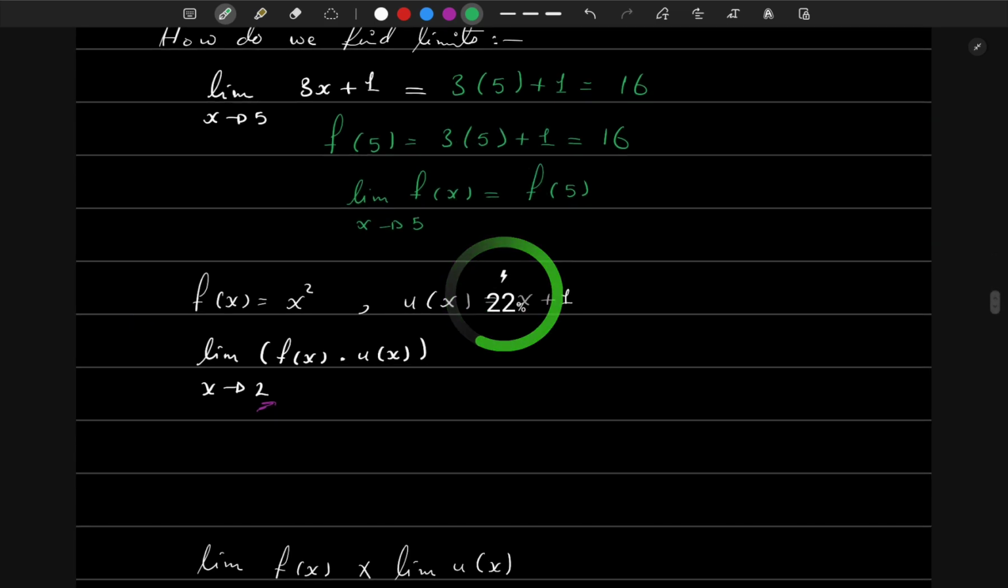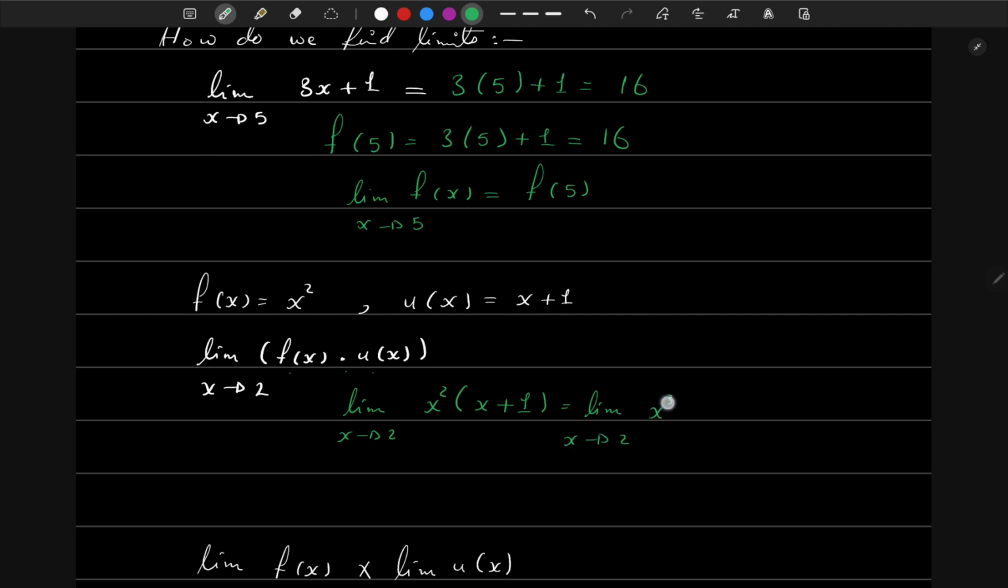Not just that. Let us say that we have two functions. Here I have f of x as x squared and u of x as x plus 1. What is the limit for f of x multiplied by u of x? Here I'm looking for the limit of the product of the two functions. So the limit when x approaches 2 of x squared multiplied by x plus 1, which equals the limit when x approaches 2 of x cubed plus x squared.